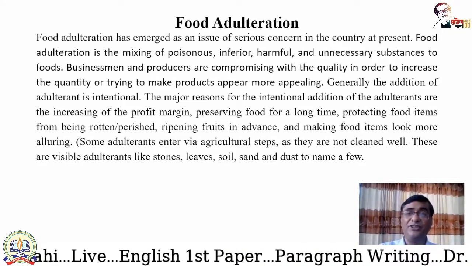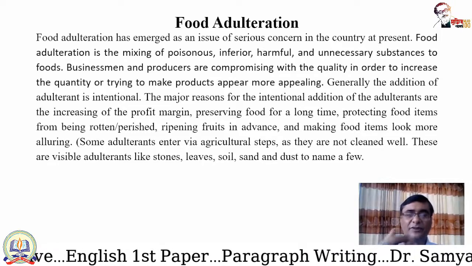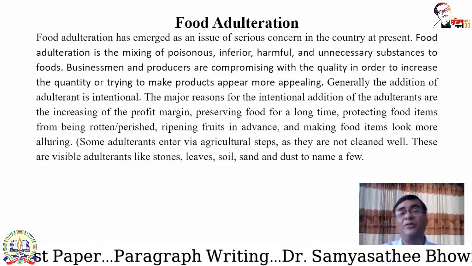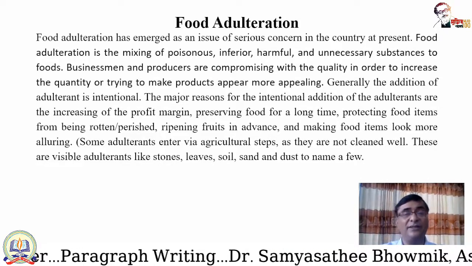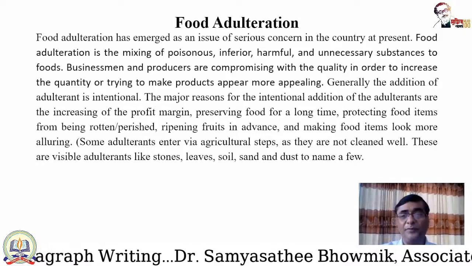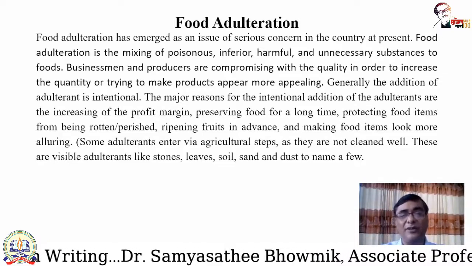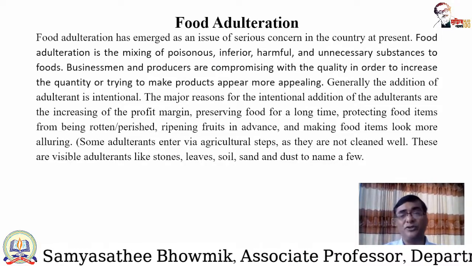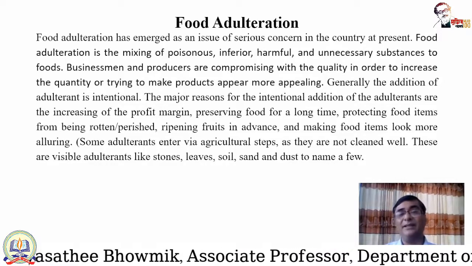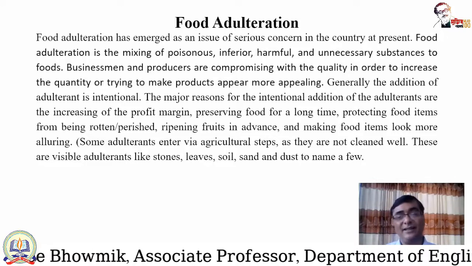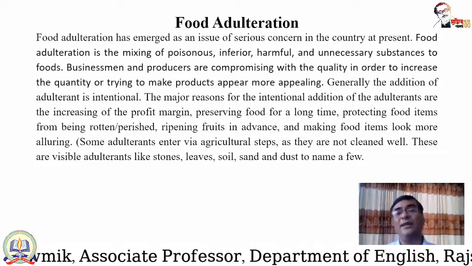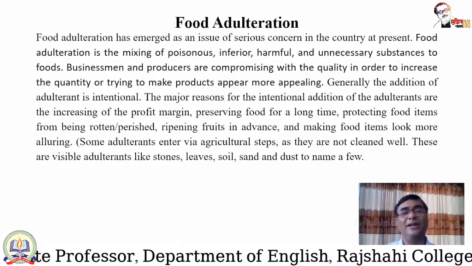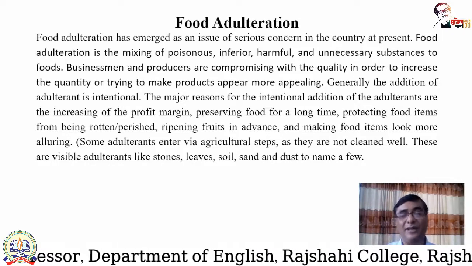So what are the reasons that they adulterate food? The first reason is they want to make profit. Preserve food for a long time, protecting food items from being rotten. Ripening fruits in advance, so that they can get more profit. Making food items look more alluring or attractive.